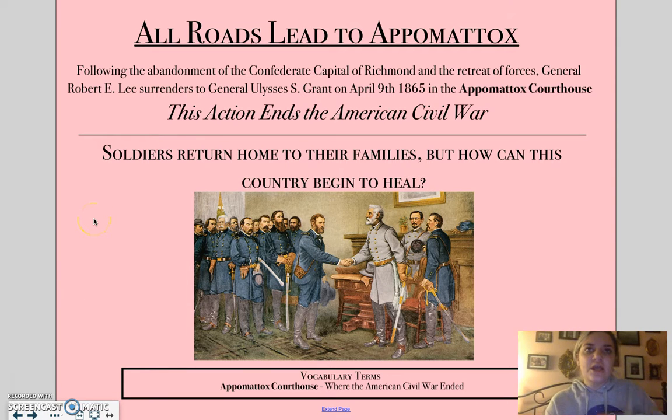This is just sort of heading towards the end of the Civil War, the Appomattox Courthouse, which is where Lee surrendered to Grant. We see at the bottom that's another vocabulary term for them to remember.